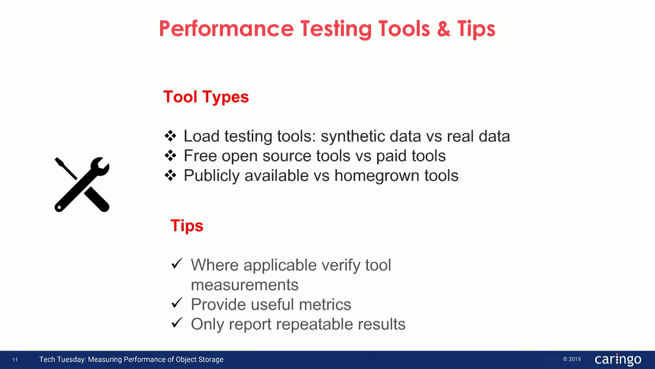Regarding particular tips, if you have visibility into your clients and servers, it's good to use third-party monitoring tools to verify what your performance testing tools are reporting. While usually not necessary, when running benchmarks for a paying customer or to publish, it's better to be safe than sorry. In that respect, it's also good to make sure that the metrics you're reporting are actually useful. And one last thing, and I can't say this enough, only use metrics that are repeatable. One-off sunspots do not count as performance measurements.